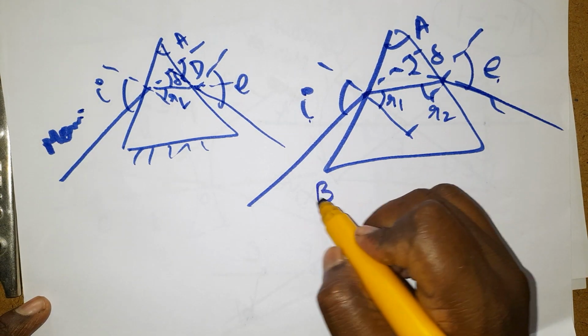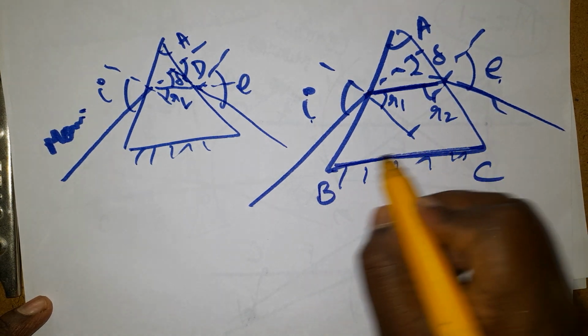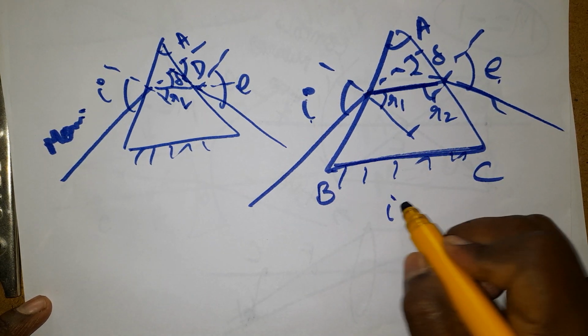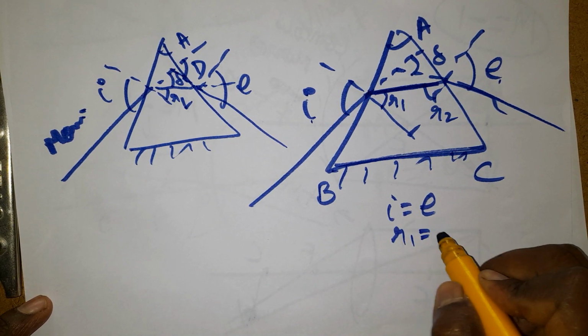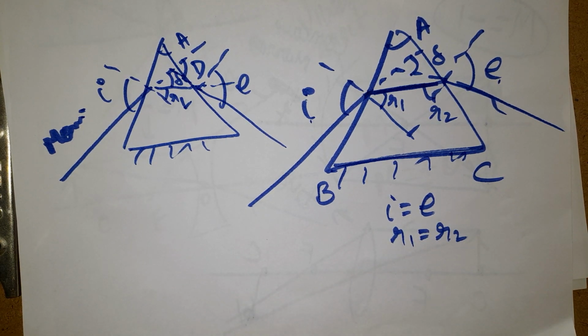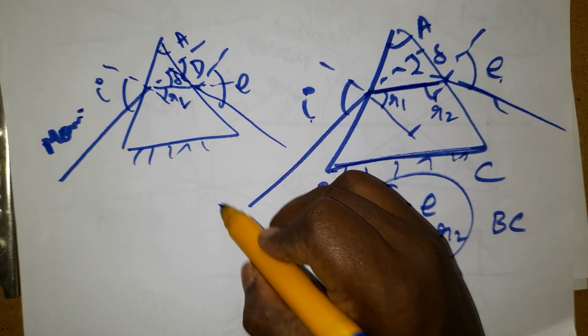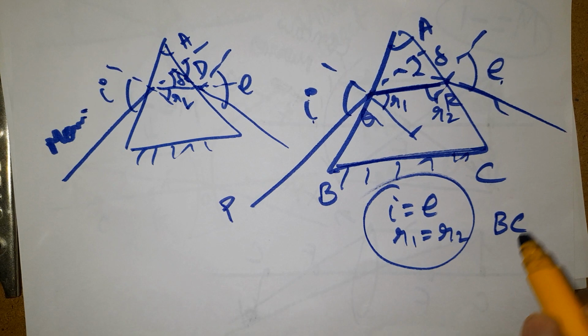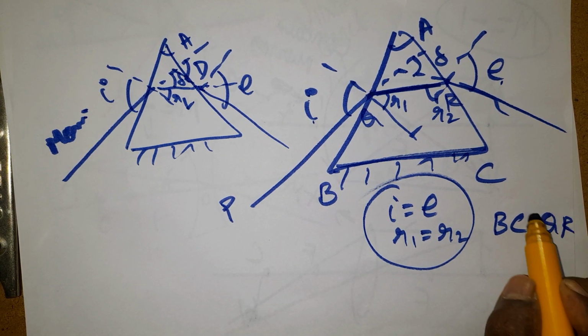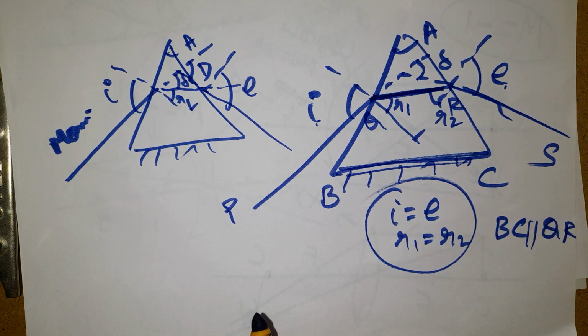One more thing I want to say about the prism. When the base and this ray are parallel, at that time i is equal to e, r1 is equal to r2. The deviation will become minimum. Okay, it's a special condition. Only at this particular point, when the refracted ray QR becomes parallel to BC, that time only this is going to happen.